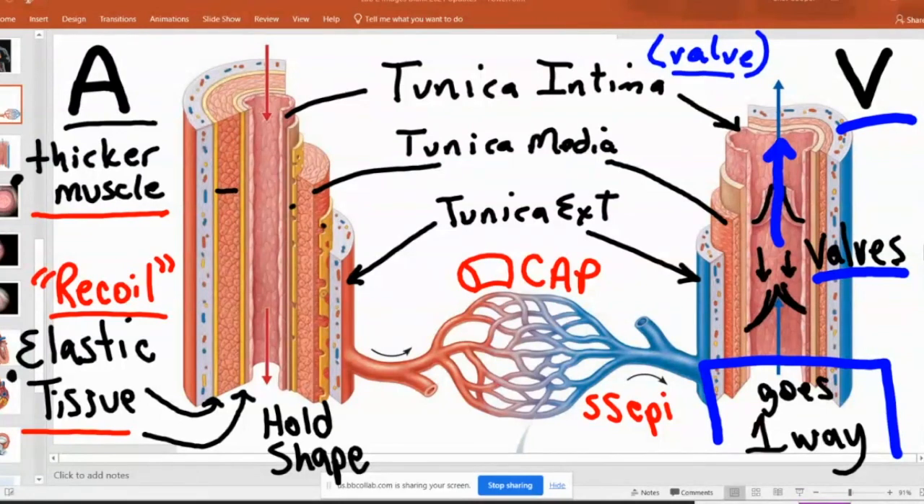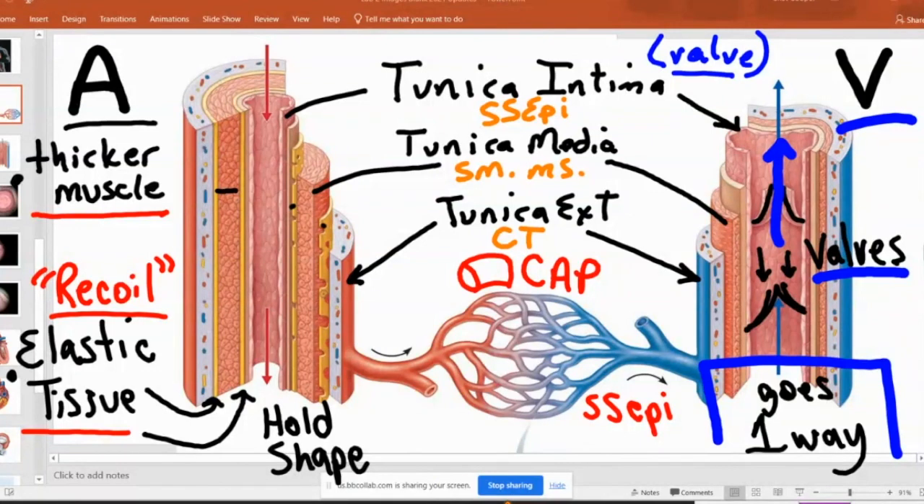Okay? Now, keep in mind, I could use this picture to ask you what tissue types they are, even though I didn't write it there. But let's go ahead and write it there just so you have it on this picture. What tissue type is the tunica externa? Connective tissue. How about the tunica media? Muscle. And how about the tunica intima? There you go. Simple squamous epithelium.